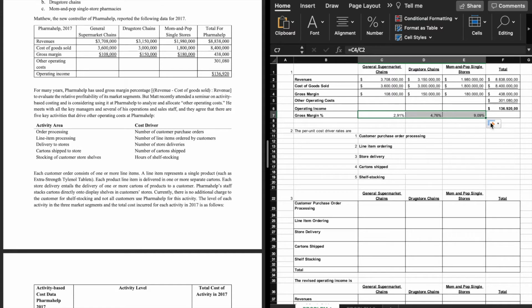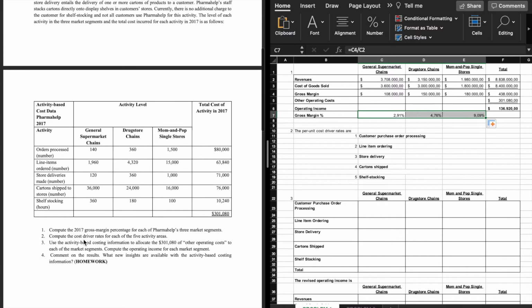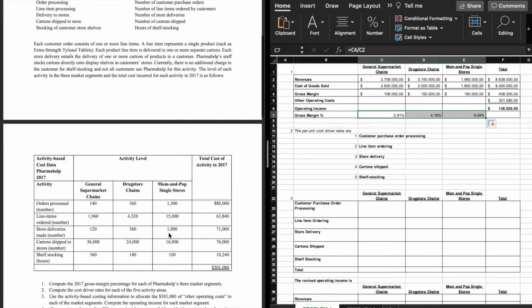Okay, next. Move on to the second question: compute the cost driver rates for each of the 5 activity areas. We already know the total cost for each activity and the activity levels from here, and we can compute the cost driver rates per activity by dividing the total cost here by the total activity levels in each activity.